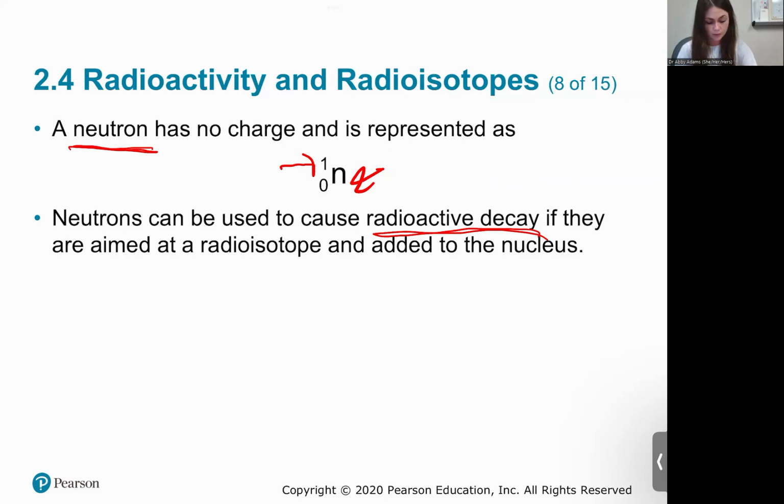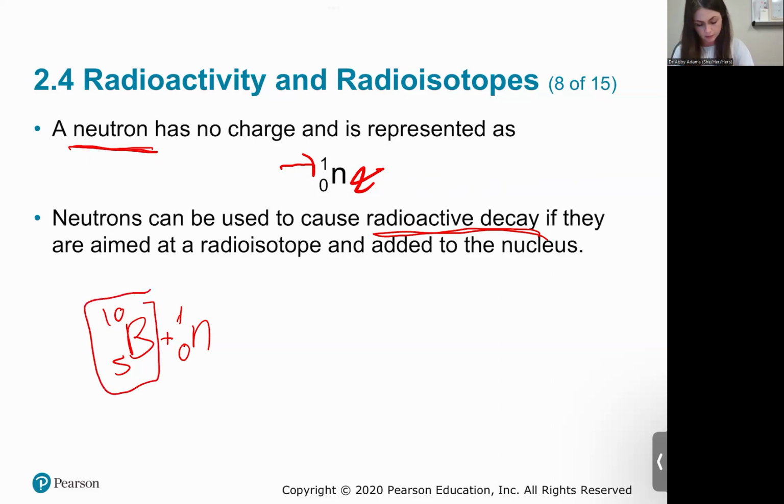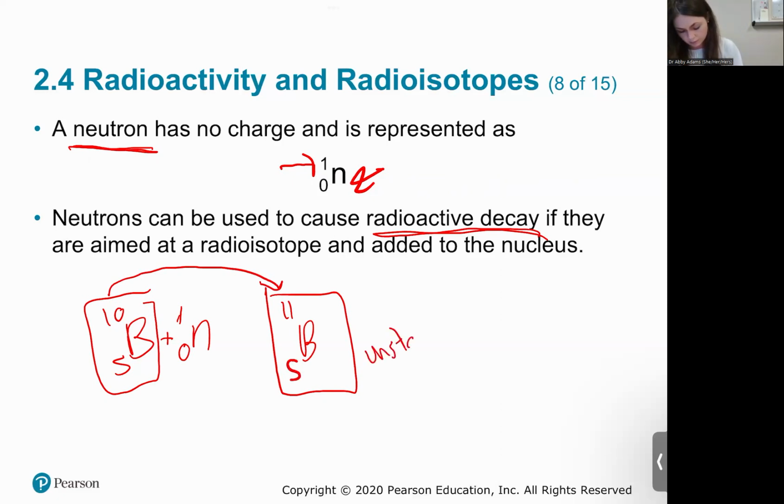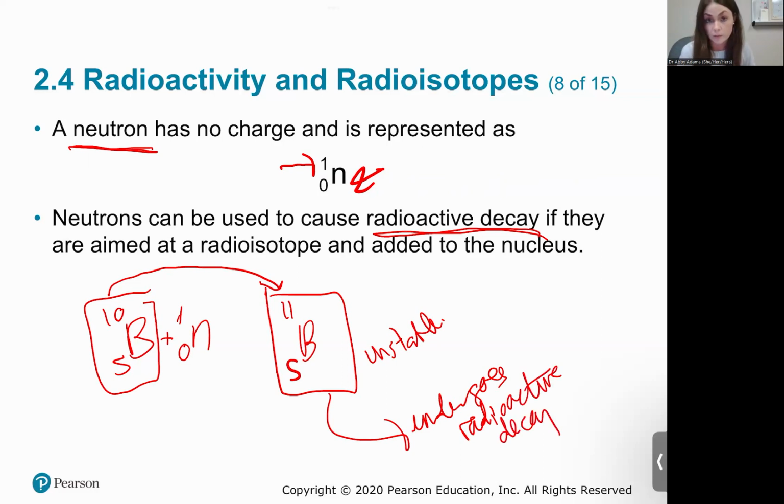So as an example, if you have this boron, and then you have this neutron come by, all right, and it's bombarded into this boron, then you can get this unstable boron, all right, see? The neutron number went up, so that mass number went up, all right? So this is unstable. And that then undergoes radioactive decay and causes radiation, all right?